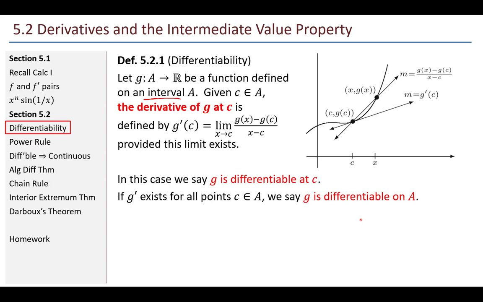Now, this interval A might be an open interval that contains c, so x can approach c from both the left and the right. But it's also possible from this definition that c could be one endpoint of a closed or half-closed interval. And that's okay, we still let x approach c, but we always require that x is in A as x approaches c.